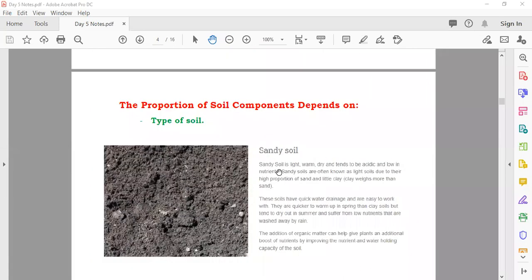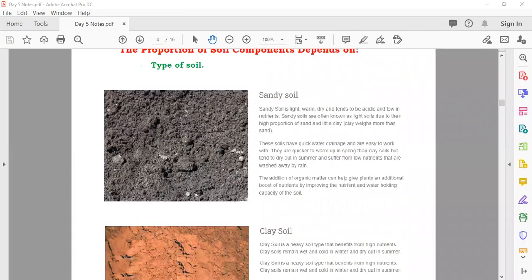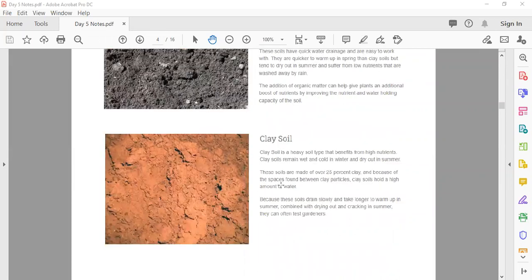First of all, you have to remember their names. Sandy soil has a large amount of sand, it is dry, and the drainage of water is very quick, it's softer, so you can work easily. The clay soil is heavy as compared to the sandy soil, and if you see the percentage of clay, it is about 25%. It holds a lot of water inside it.